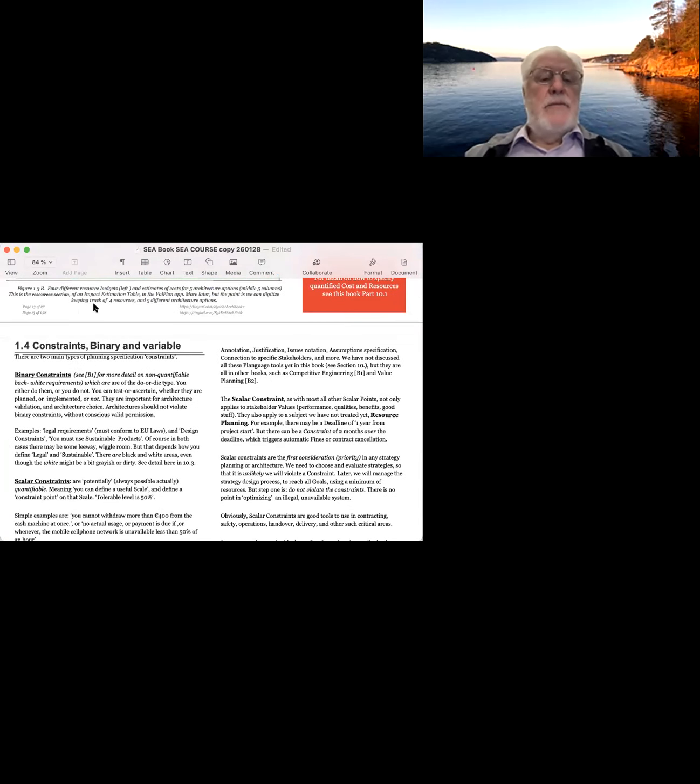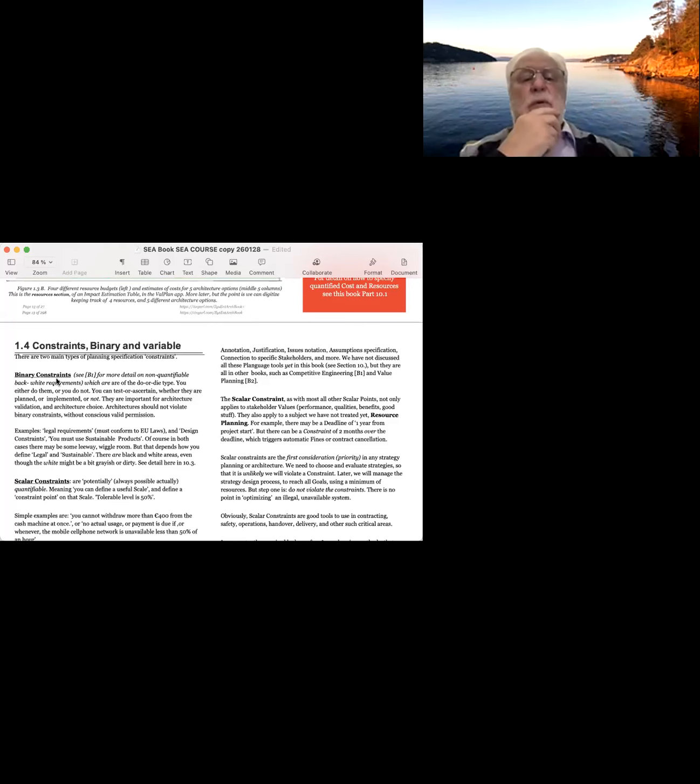Here is the general idea of constraints. We were looking at what I call variable constraints, that is more or less money, more or less time, more or less people. But we also have binary constraints as a type. And binary constraints are, as the name indicates, black and white. This constraint either applies or it doesn't. You meet the constraint, you don't violate it, or you do.